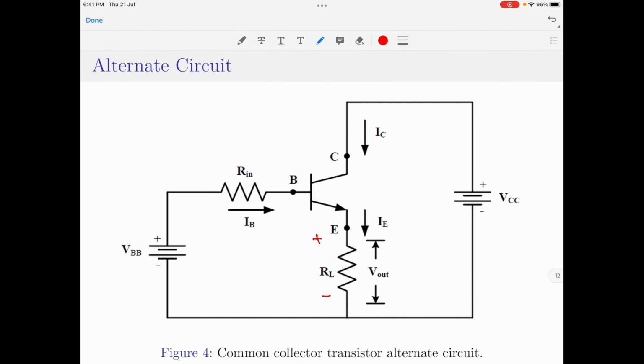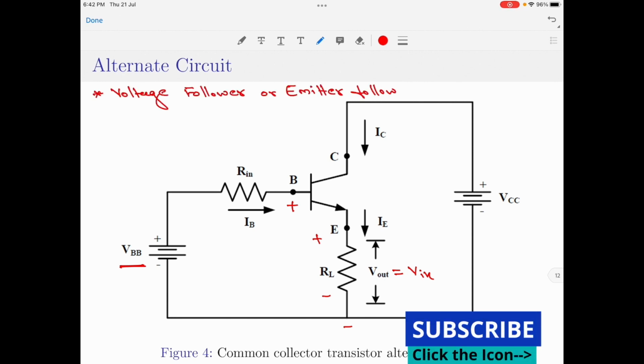If you ask why, it is pretty simple. Look at the way in which the VBB is connected. It is connected across the base terminal and the emitter terminal. Where is the output measured? Across the resistance connected to the emitter terminal. So, the voltage V out is simply equal to V in. Because of this characteristic of this configuration, we call this circuit a voltage follower or an emitter follower circuit.